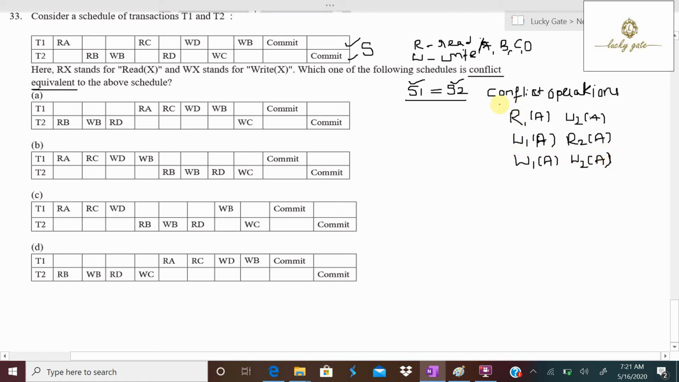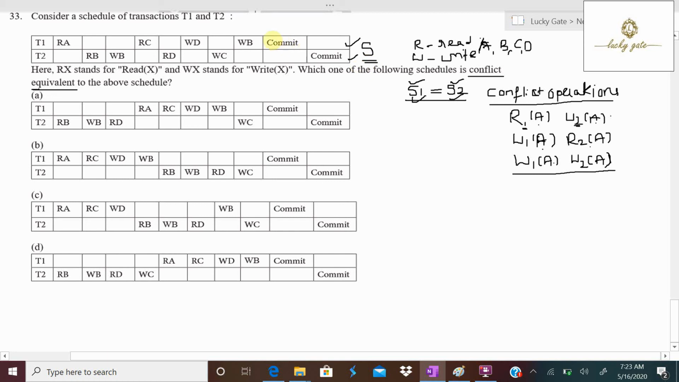Conflict operations are operations on the same data A, but by different transactions. It is transaction 1, it is transaction 2, like this. At least one write you can see: read-write, write-read, write-write. These are the three conflict operations. Such conflict operations, whatever is there in S1, if the same conflicts are there in S2, then we can call S1 and S2 conflict equivalent schedules. Because the question is about conflict equivalence, first we'll see what the conflicts are in S, meaning in the given schedule, and check if the same conflicts are there in the options.